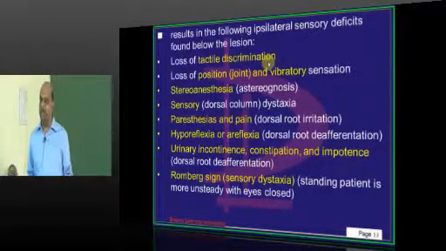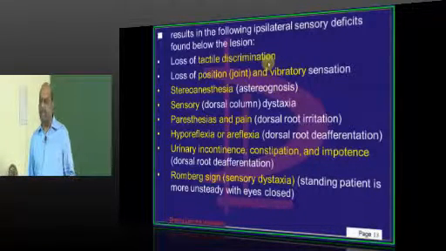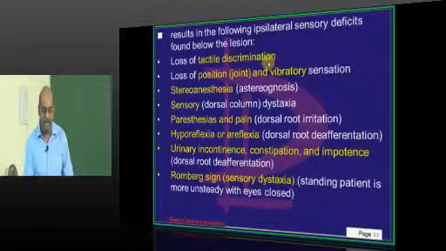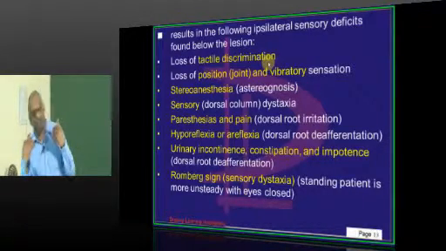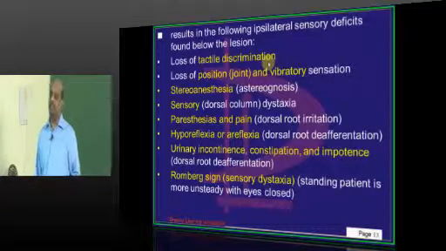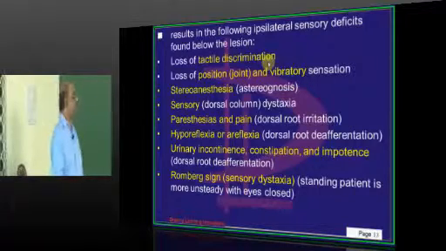Typically, the patient will be talking very nicely. He is a top politician. Next, is he going to become CM or PM? He will be talking, and he goes to the wash basin, splashes the water onto his face and collapses, because he had a problem of sensory ataxia, classically.